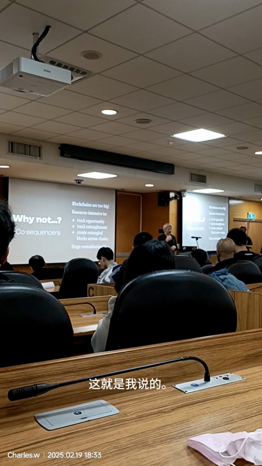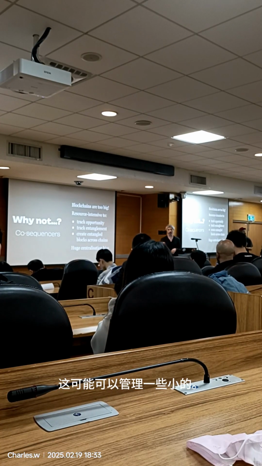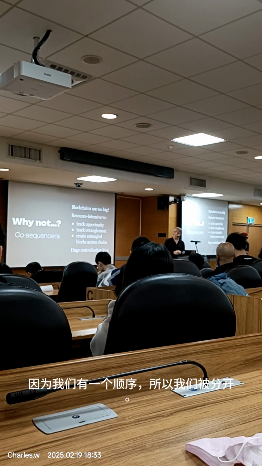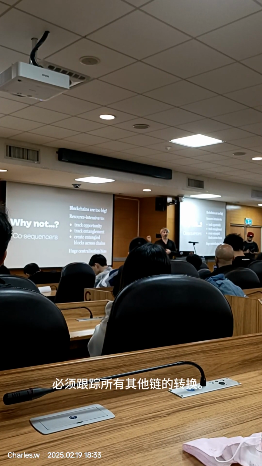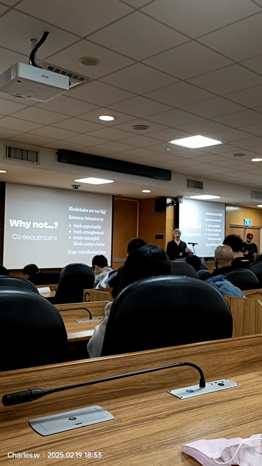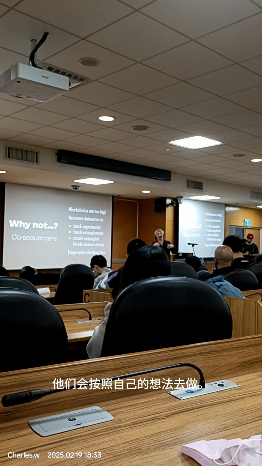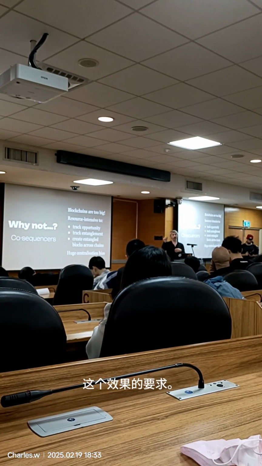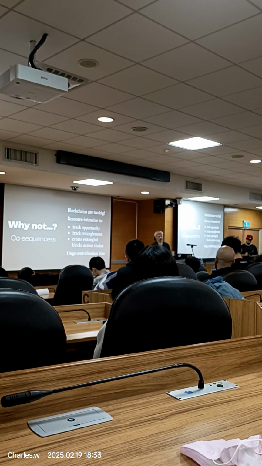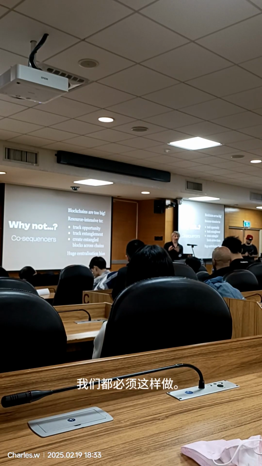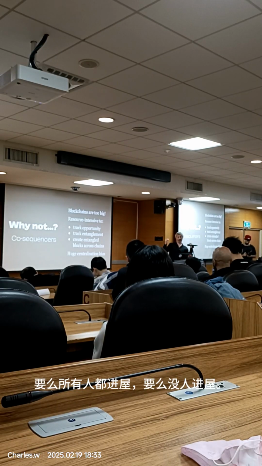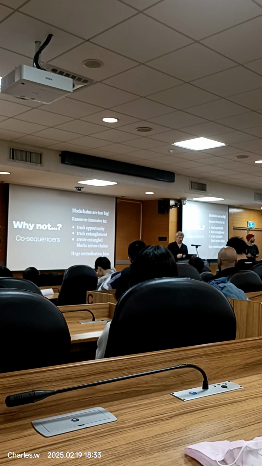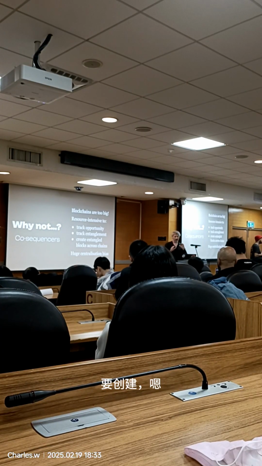Now, this can maybe be managed for a small number of chains. It becomes very difficult when we bring in lots and lots of chains, basically because we have an order n squared problem. Every chain has to track every other chain's transition and be certain that all of the other chains are going to do what they say they're going to do, what the implication or the requirements of this particular effect should be, before we actually go ahead and do the effect ourselves. It's like we all have to either all go into the room or no one go into the room, but we can't possibly have people that look like they're going into the room but actually stay outside. That's the problem. So we have to track entanglement, we have to create entangled blocks.